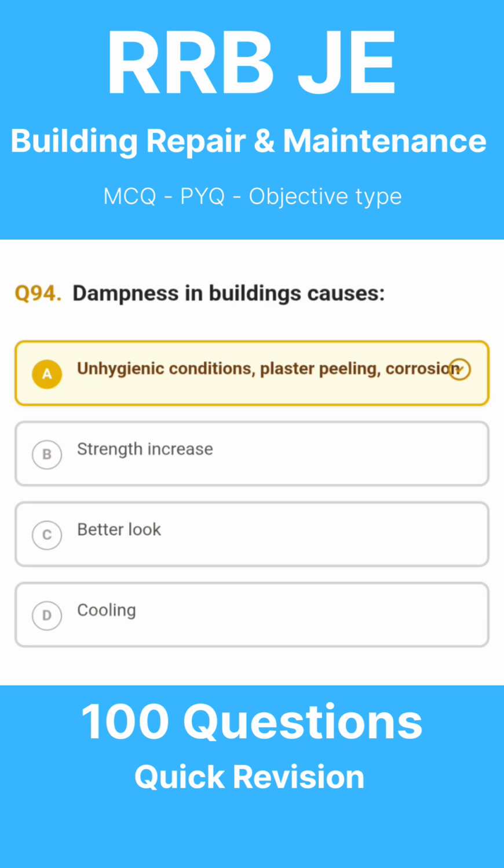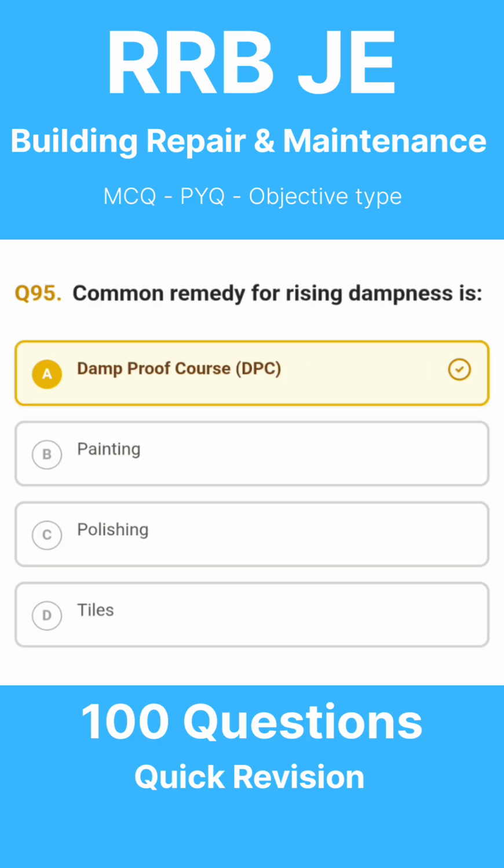Question 94. Dampness in buildings causes. The correct answer is unhygienic conditions, plaster peeling, corrosion. Question 95. Remedy for rising dampness is. The correct answer is damp-proof course (DPC).